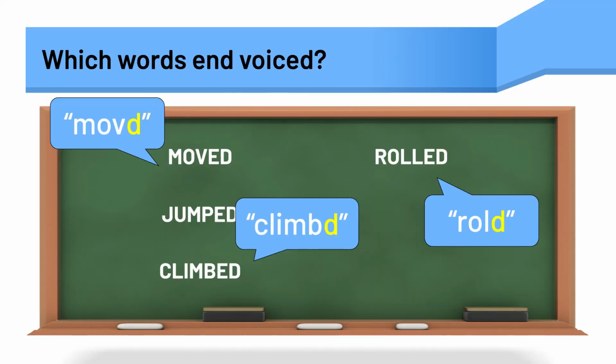Okay, we're down to the last verb. Roll. Roll. Roll. What do you think? The notes say that the L sound is voiced. Let's do the hand test and say the word one more time. Roll. It is voiced. This means that the correct pronunciation is rolled.